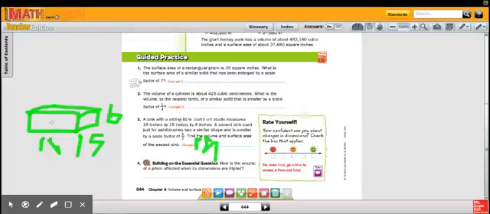So I have 192 plus 180 plus 480. That's 852. Scale factor is 1/2. Now, this is surface area. So since it's area, that's squared. So it would be 1/2 times 1/2, and that would be 1/4. So I'm going to take 852 and divide it by 4. 852 divided by 4 should be 213.